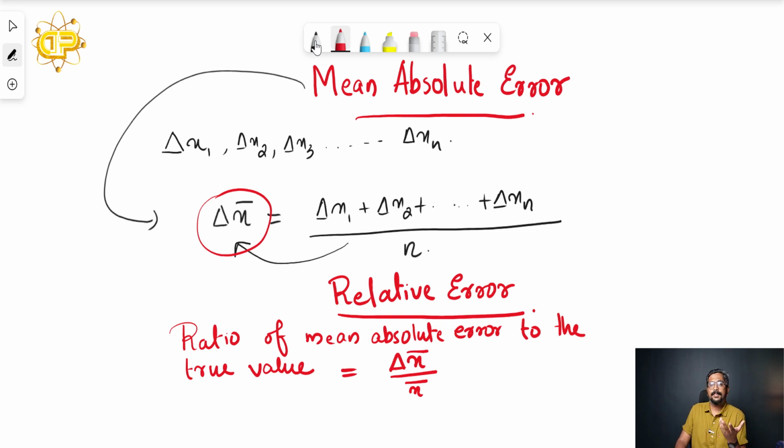Now another term, that is percentage relative error or simply percentage error. This will be the step. That is, percentage error means relative error into 100.